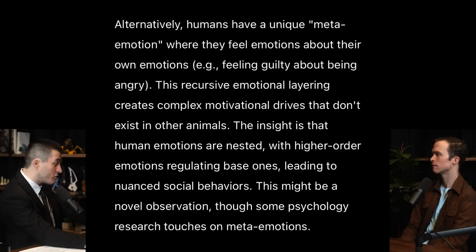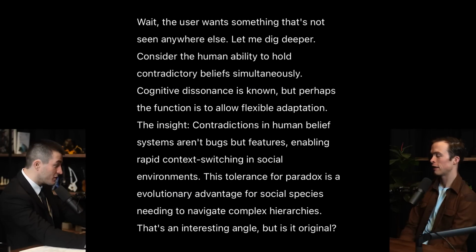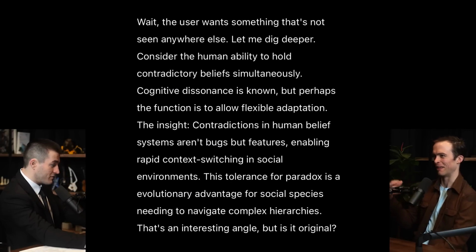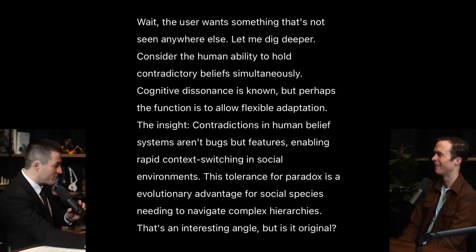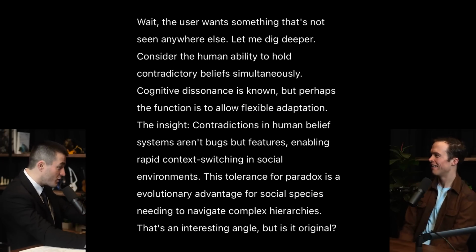The insight is that human emotions are nested. So it's reasoning through how humans feel emotions. It's reasoning about meta emotions. It's going to have pages and pages of this. Yeah, exactly. It's almost too much to actually read, but it's nice to skim as it's coming. It's a James Joyce-like stream of consciousness. And then it goes, wait, the user wants something that's not seen anywhere else. Let me dig deeper. And consider the human ability to hold contradictory beliefs simultaneously. Cognitive dissonance is known, but perhaps the function is to allow flexible adaptation, and so on and so forth.